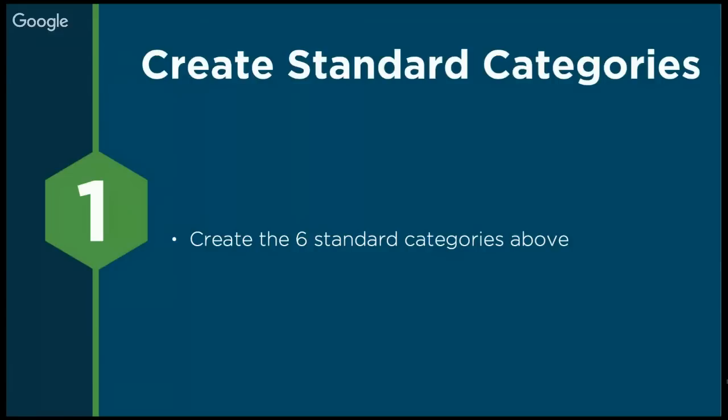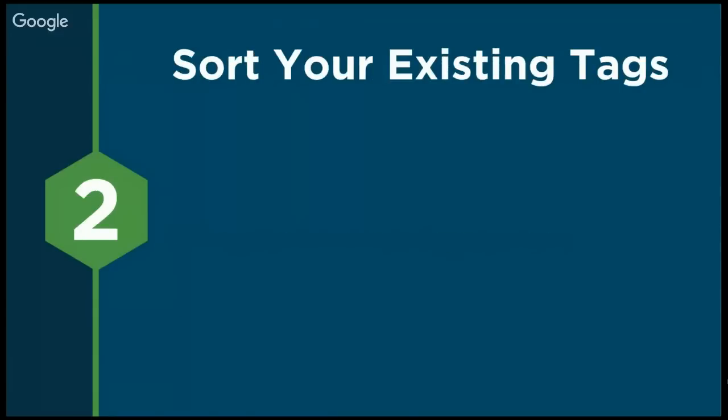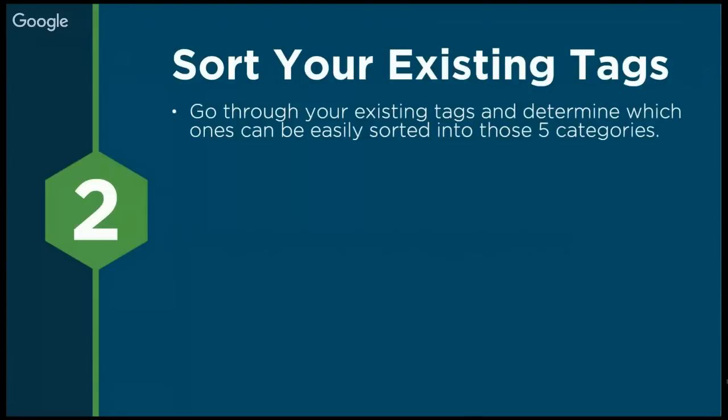Just create those, or if you've already got something that you've been kind of using like that, just rename it so that it looks like those, or if you want to just keep using it the way it is, that's fine. As long as you've got something that represents those 6 categories, okay? Number 2, sort your existing tags. So here's kind of the painful part. You need to go through your existing tags and determine which ones can be easily sorted into those 6 categories.